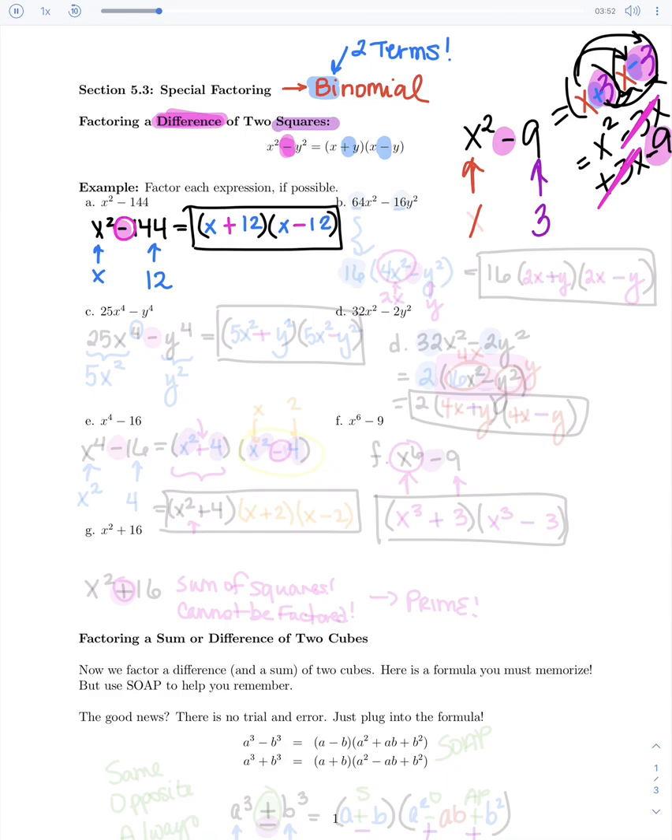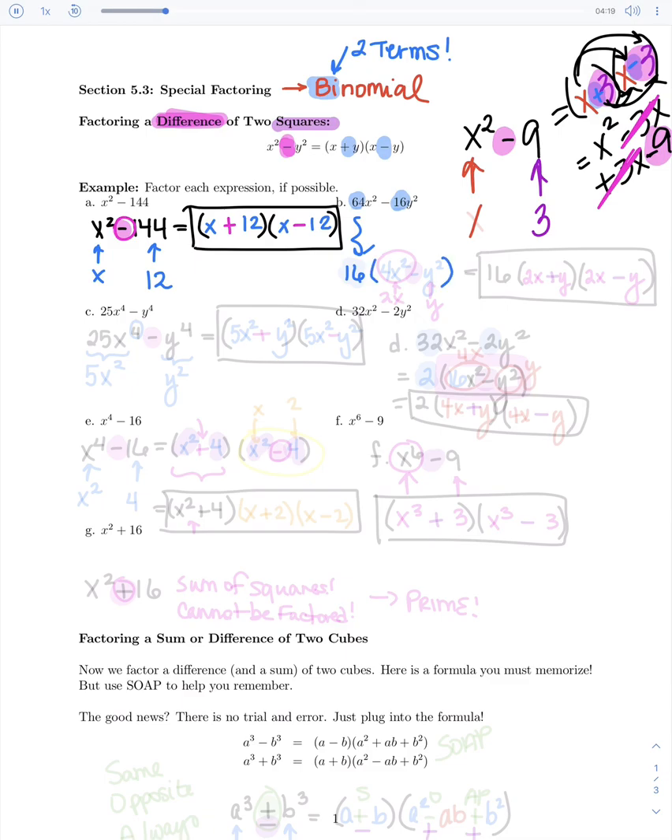In B, we have something slightly different going on. If we look, we've got a 64 and a 16. Before we do anything, they're both divisible by quite a bit. You could say 8, and they'd still both be even, but there's something even bigger than 8 that you could pull out as a greatest common factor. They're actually both divisible by 16.